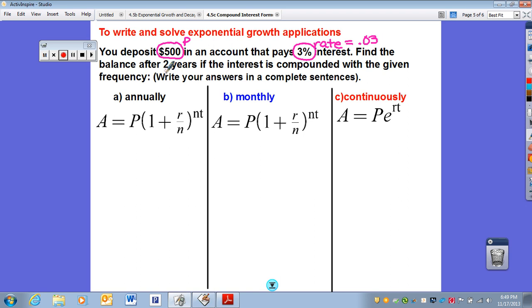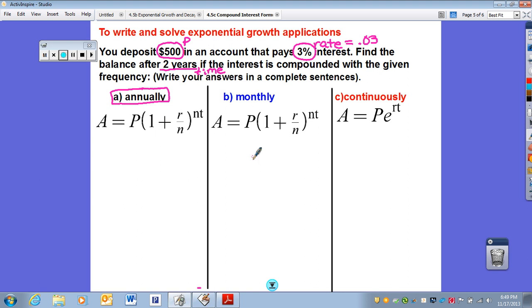Find the balance after 2 years. 2 years then is going to be our time, or T, if the interest is compounded with the given frequency. So each of these columns is a different problem that we're going to work out. So let's start with compounding annually. Annually means once a year.